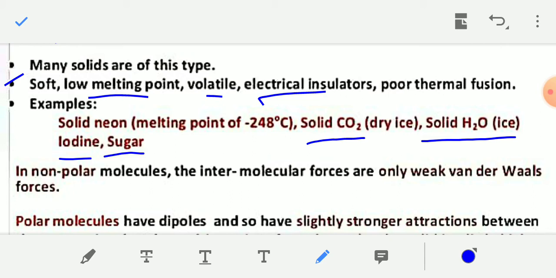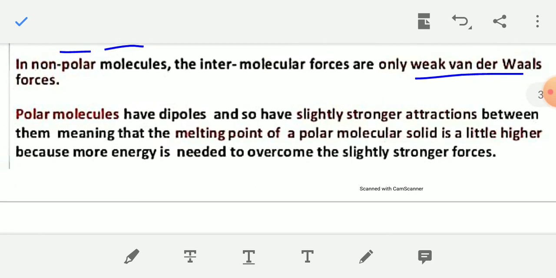In nonpolar molecules, the intermolecular force of attraction is mainly weak van der Waals force. But in polar molecular solids, the polar molecules have dipoles, so they have slightly stronger forces of attraction between them, meaning the melting point of polar molecular solid is a little higher, because more energy is needed to overcome the slightly stronger forces.